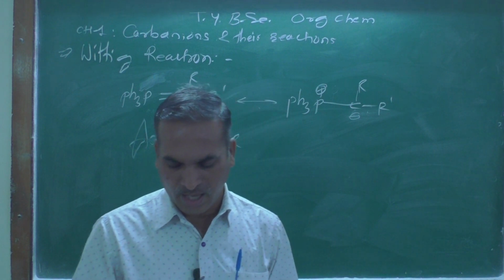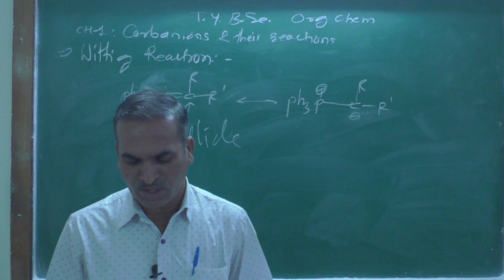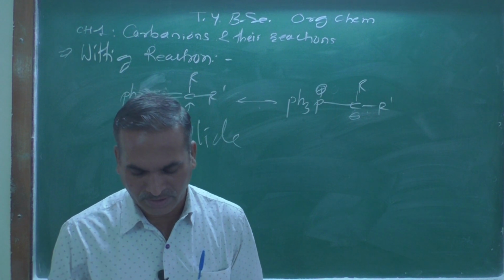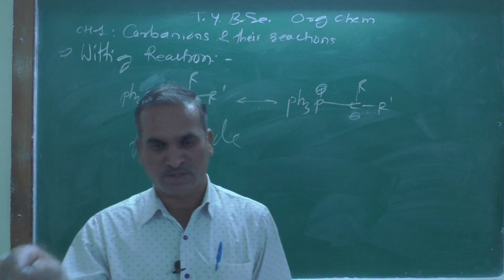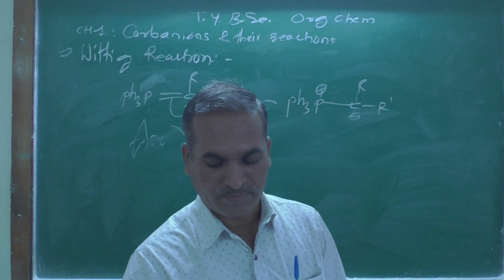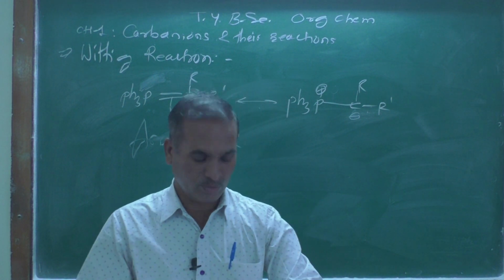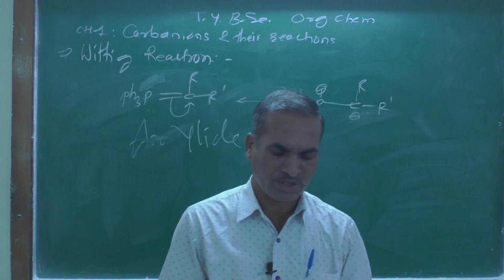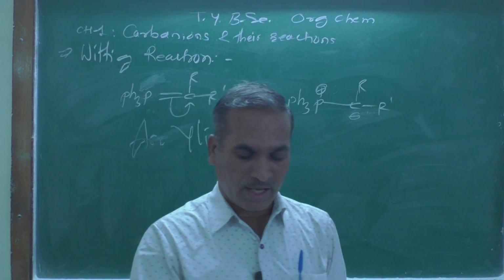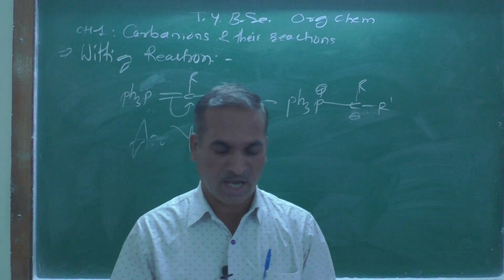Then, arrange the following carbanions in increasing order of their stability. Suppose some species are given, you have to arrange them according to how they are stabilized. That type of question may arise in the exam: arrange the following carbanions in increasing order of their stability.